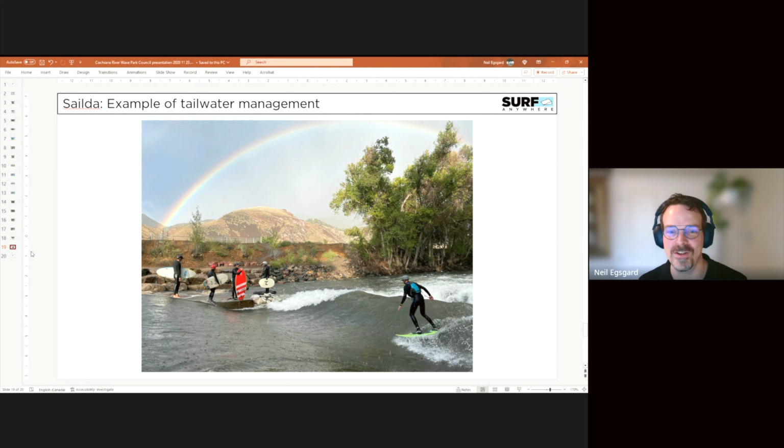All this information is on our website. If you go to surfanywhere.ca/articles, there's a wave research section. There's information on the economic impacts. Wave tourism is a $60 billion a year industry. So there's information there to help you sell your projects to your communities, and information there explaining how waves work.